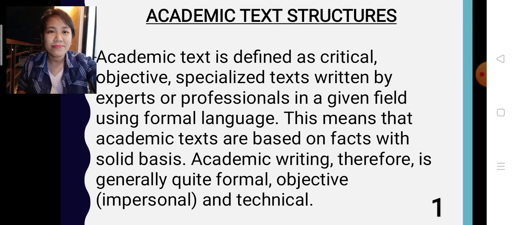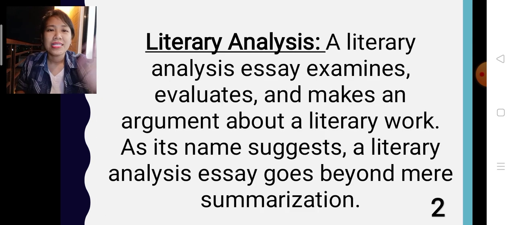Next. Literary analysis. A literary analysis essay examines, evaluates, and makes an argument about a literary work. As its name suggests, a literary analysis essay goes beyond mere summarization. When we say analysis, it is something that is looked at, checked, evaluated, and graded. There is an analysis, there is something followed, like a rubric that is checked. So, that is literary analysis.